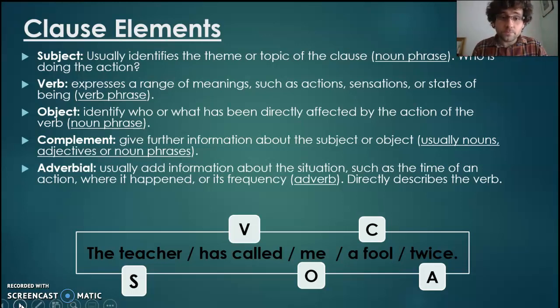And adverbial adds, basically it's an adverb. It can be more than one word. So in this case, twice, or today, or on Tuesday, or at the shops. They're your adverbials.